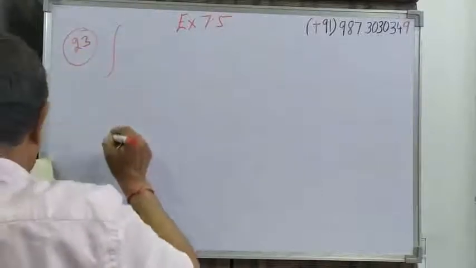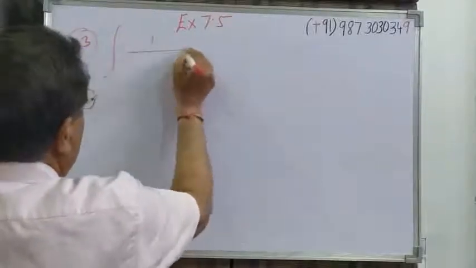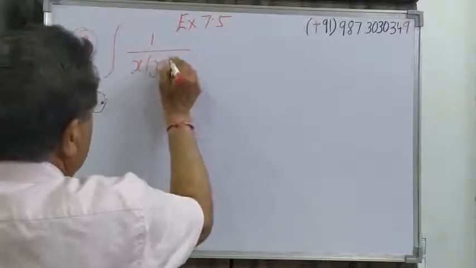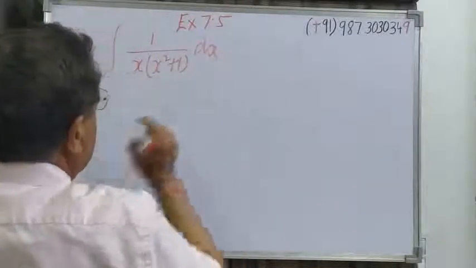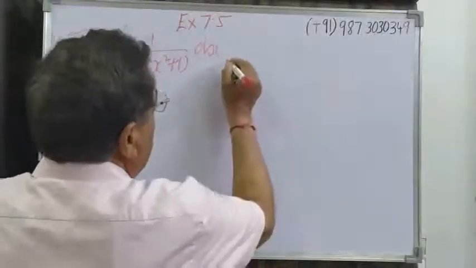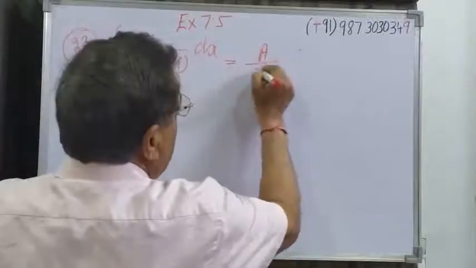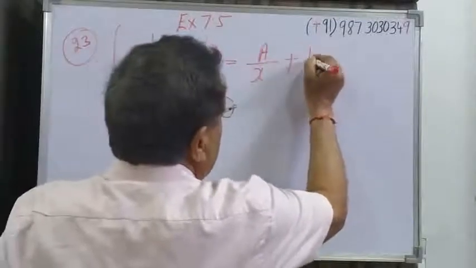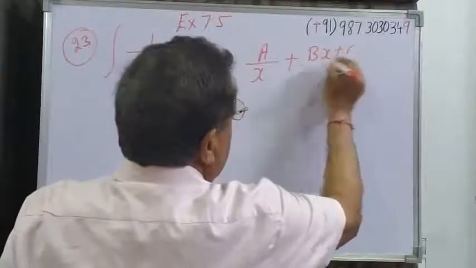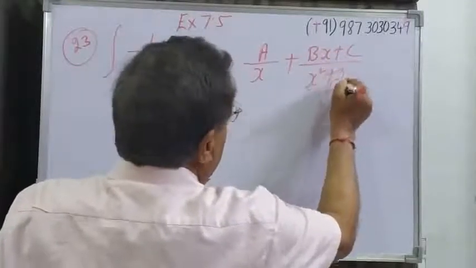23rd, integration of 1 upon x square plus 1 dx. We have got 1 upon x into x square plus 1. Again, what do we have? We have two terms in the denominator. One is non-factorizable and the other is a linear factor, simply x. So for partial fractions, we can write it down as A upon x plus bx plus c upon x square plus 1.